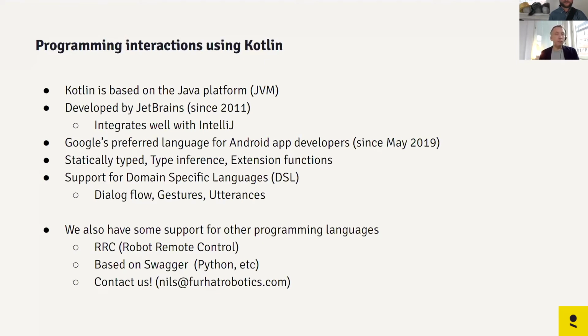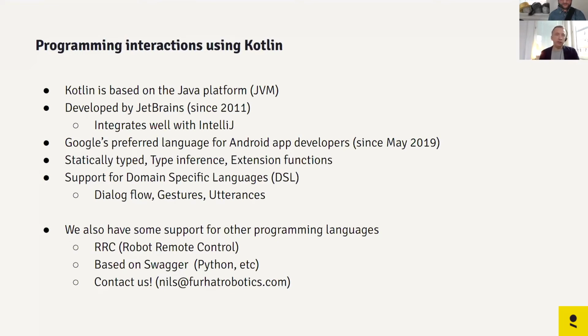It has very nice support for what's called domain-specific languages, or DSL, which means that basically you can define, in a way, your own programming language within Kotlin, which we will see because we use it to define the dialog flow, the state charts, how you define gestures for Furhat or define utterances and so on. We have these little domain-specific languages for this.